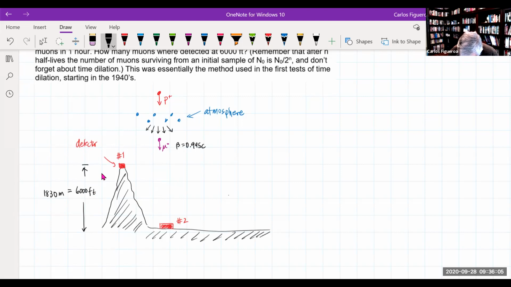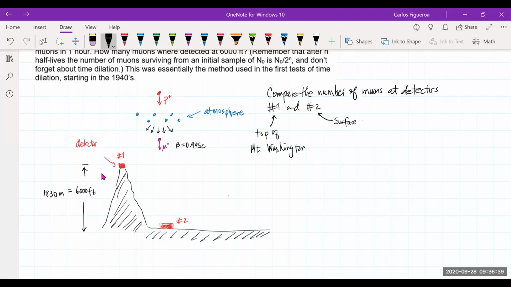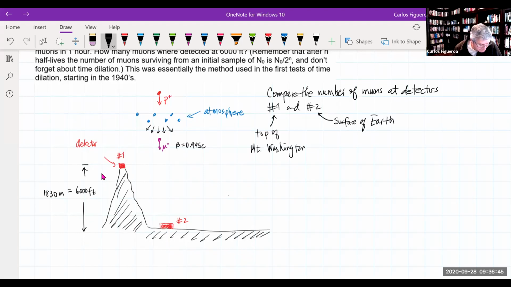So the whole goal here is that you want to compare the number of muons at detectors number 1 and number 2. So remember, 1 is at the top of Mount Washington. 2 is at the surface of the Earth. Okay, so that's what we're doing.